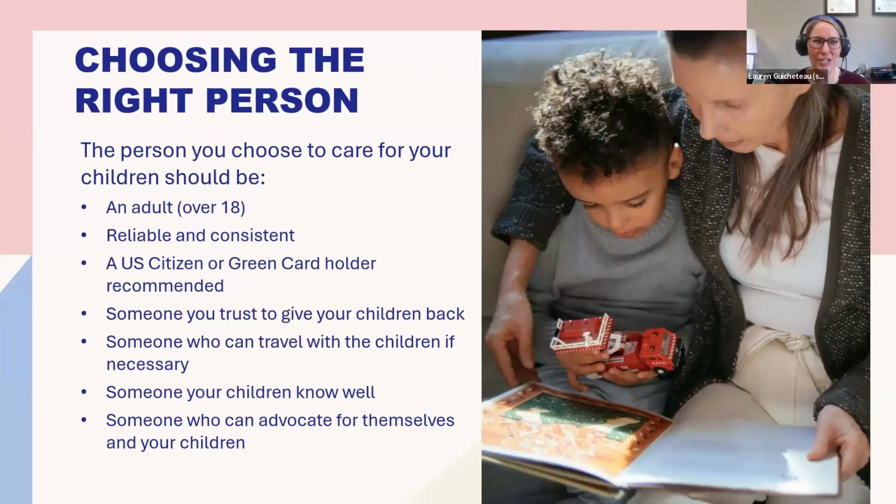So it's important to think about who you want to designate as that caregiver. It has to be someone who's over the age of 18 and a legal adult, somebody who's reliable and consistent. We recommend someone who's a US citizen or a green card holder. This isn't required, but it just is one more guarantee that they will be available to care for your children. And it's also important to think about people who know your kids, who are able to make decisions for them, and who you trust to give your children back after the fact.